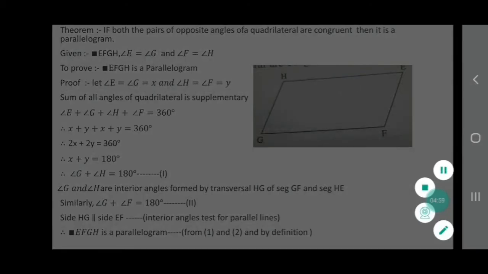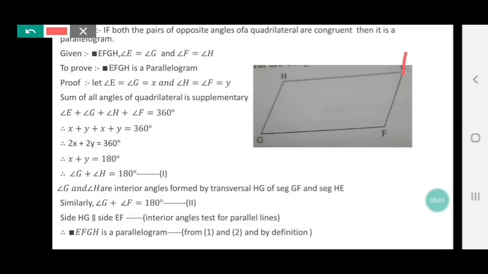I'll just name this as E. This is E. Okay, the other part is clear. Now I'll suppose that angle E and angle G are equal to x, and angle F and angle H are equal to y. Now the sum of all angles of a quadrilateral is 360, so x plus y plus x plus y will give me 360.